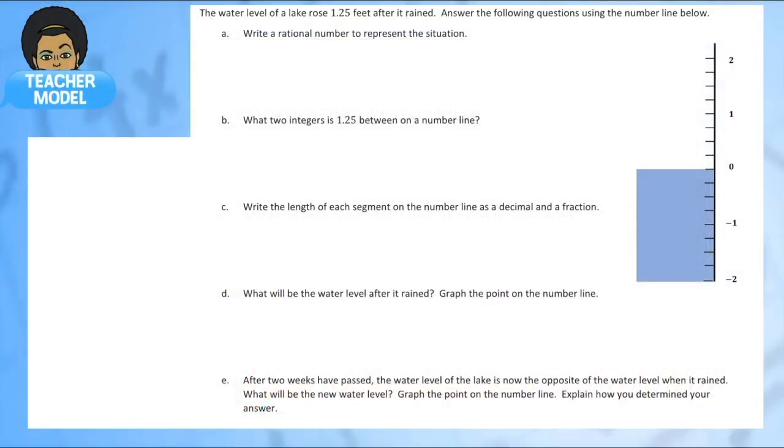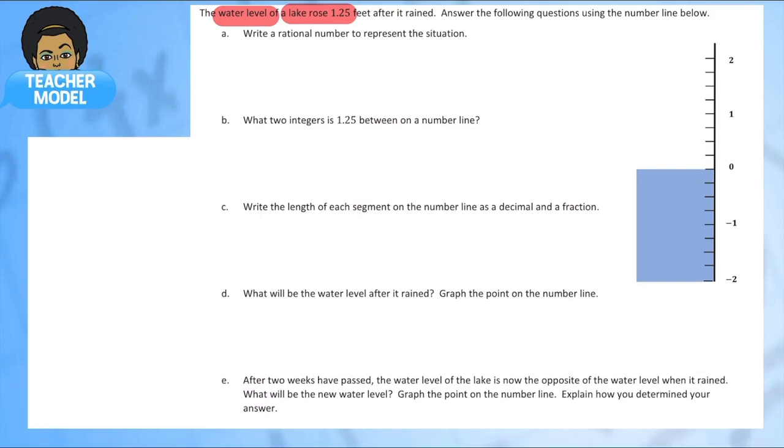So many great real world situations. In this one, we have the water level of a lake that rose 1 and 25 feet after it rained. Now again, think about what we learned before. Sea level was at that 0 line, but when it rains, the water level rises. That does not mean the 0 rises with it. That 0, that level, still maintains. That is the level. And when the water rises, it goes above the natural sea level.